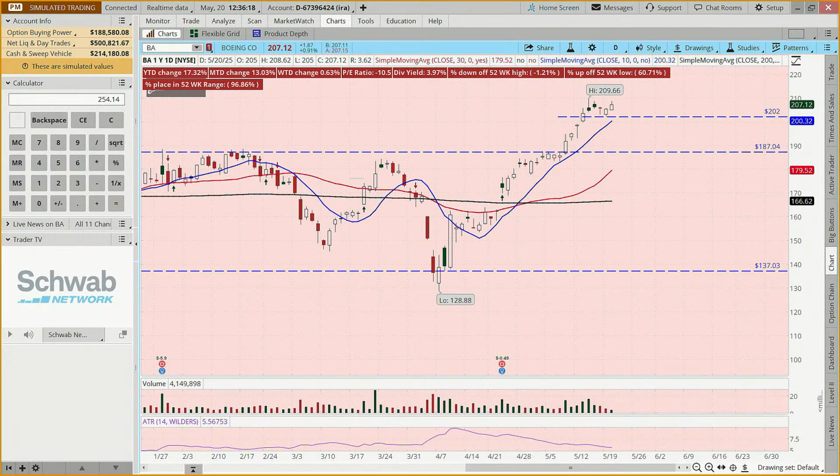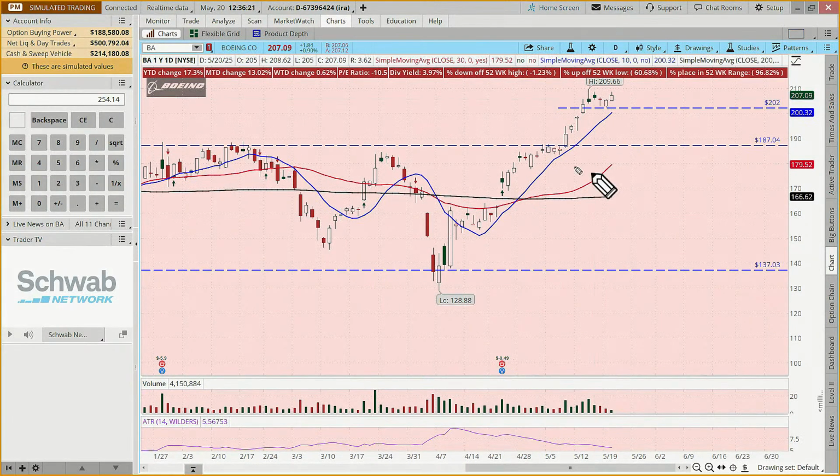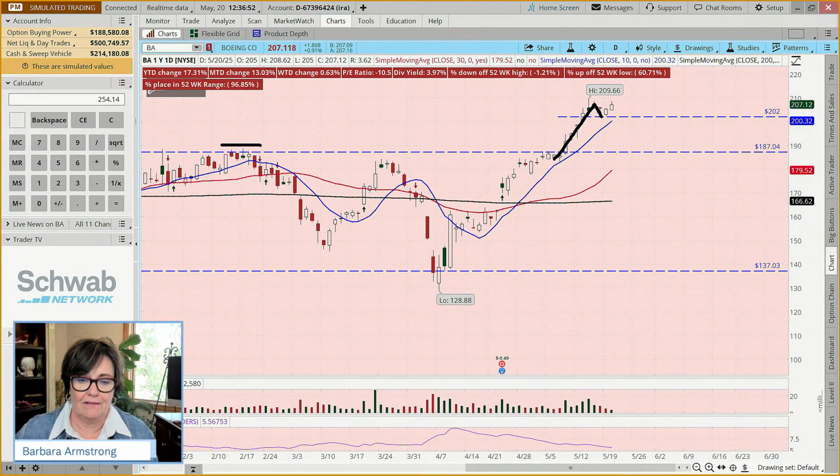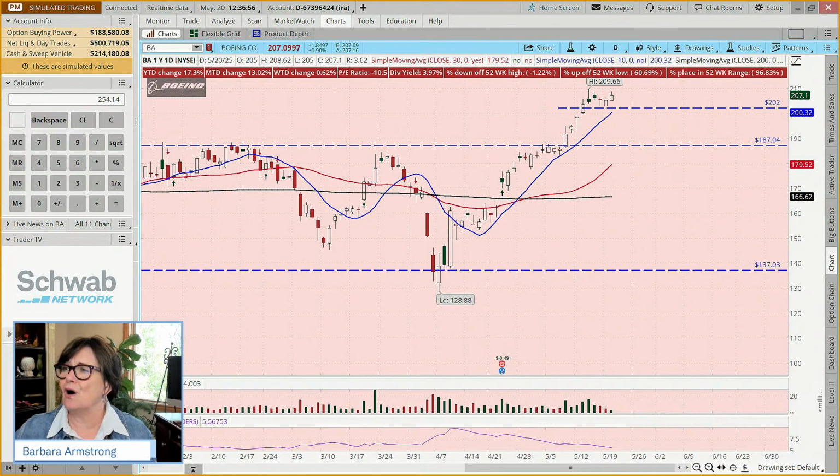And the most recent one, it came down and hesitated here because this had been acting as a support level or a ceiling, a resistance level since last July. And then it came up and it pulled back. And then we had that doji pattern. And with that doji pattern, what you want to wait for is for it to close above the body of that candle the next day. That's what you're looking for.